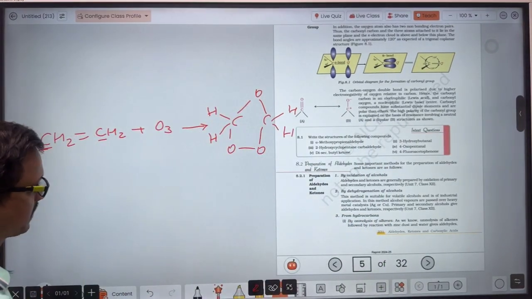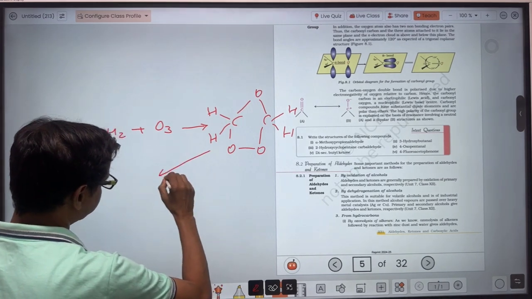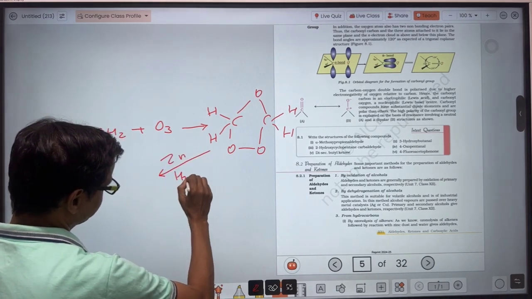So this one here. Then after, you react with zinc and acidic water.